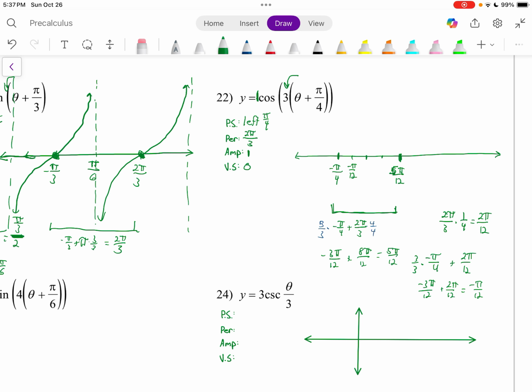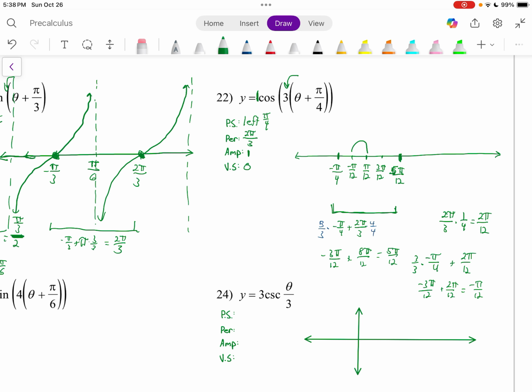And then we're going to add 2 pi over 12 to that. Well, adding 2 pi over 12 to that will give us pi over 12. Adding 2 pi over 12 to that will give us 3 pi over 12, which does reduce. I'm going to leave it like that for now.